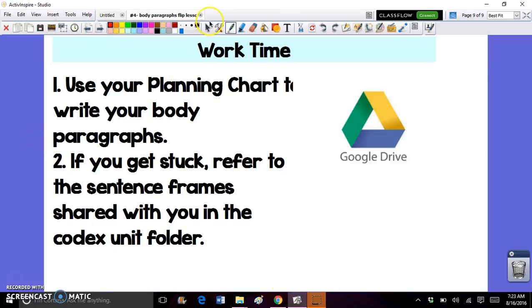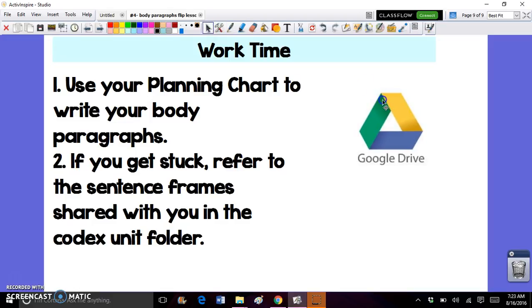All right, so now it's time to take what you've learned and apply it to this essay. I want you to use your planning chart to help you write your body paragraphs. And if you get stuck, you can refer to the sentence frame shared with you in the Codex unit folder.